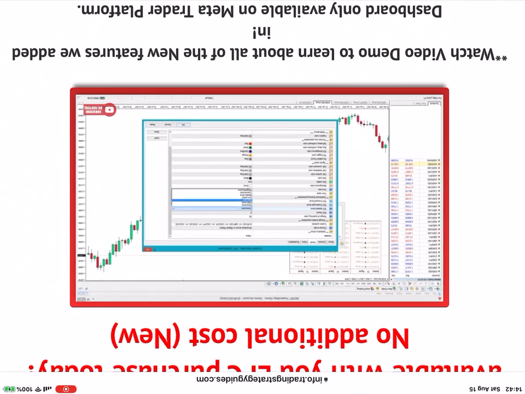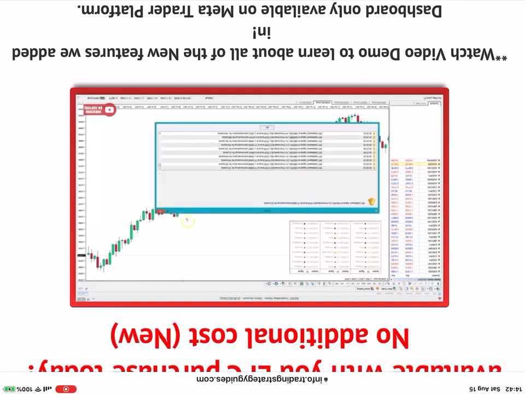Leave this at closed price. These are a little more advanced settings. You can tinker with them if you want. Leave this at 8, and this will just scan the bars. This is 50, so you want to leave that at 50. Everything else is pretty standard.